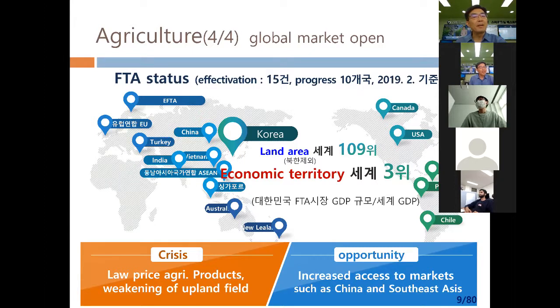In addition, the FTA has opened the global market. There are 239 countries in the world. In terms of land area, my country is 109th in the world. But in terms of economic territory, my country ranks third in the world. What I am saying is that there's no national boundary in agricultural trading.